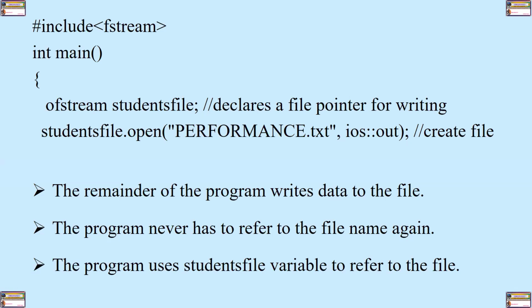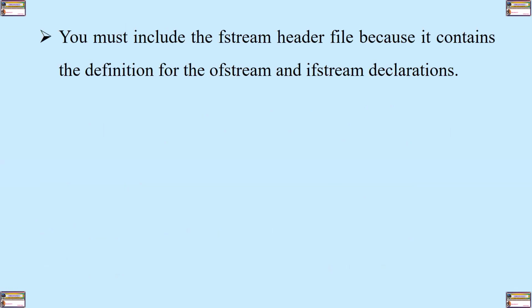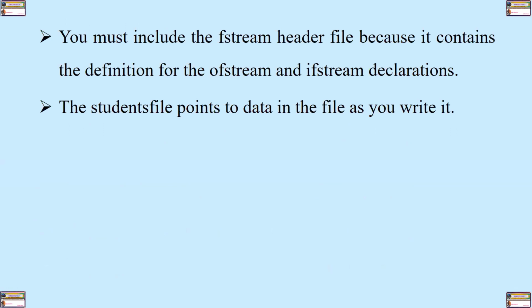Students file being the pointer to the file called performance. You must include the fstream header file, just as I've said, because it contains the definition for the ofstream and ifstream declarations. The students file points to data in the file as you write it.